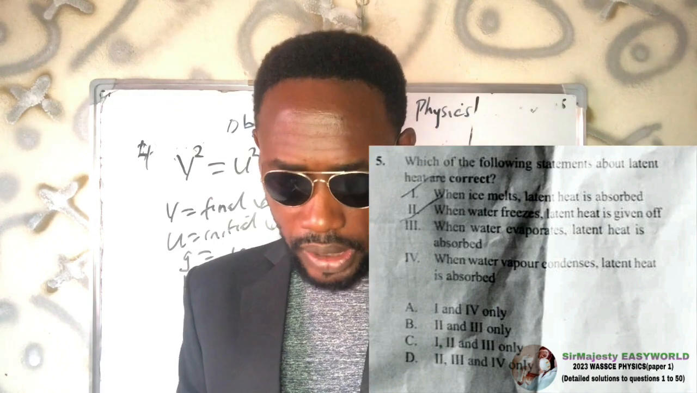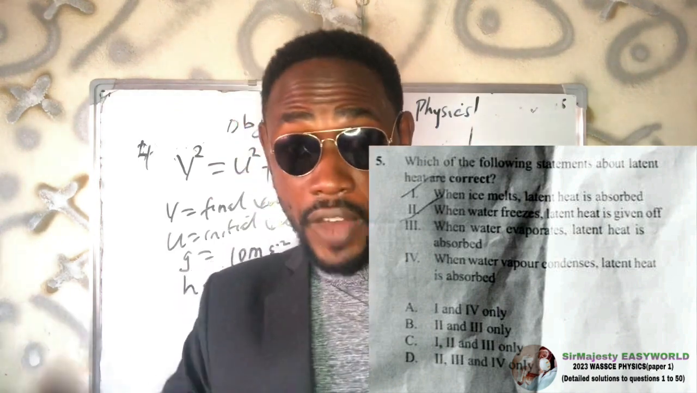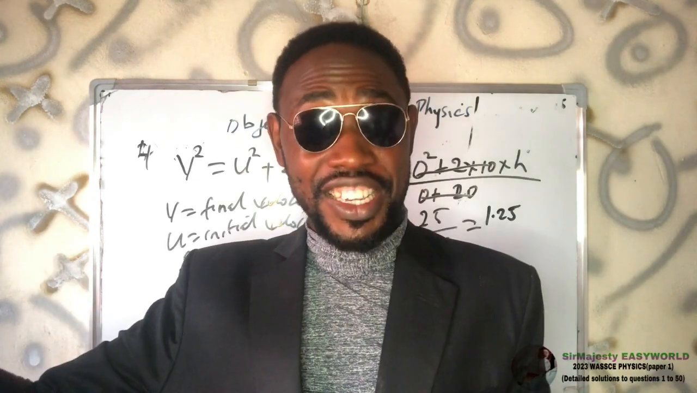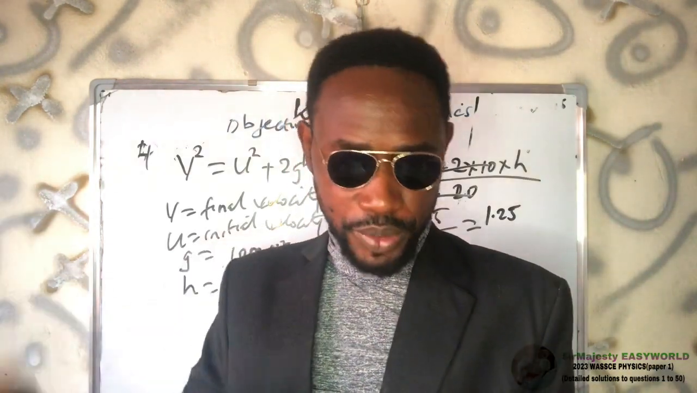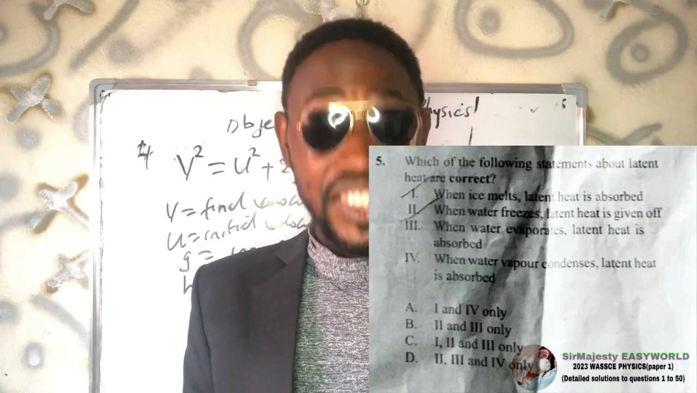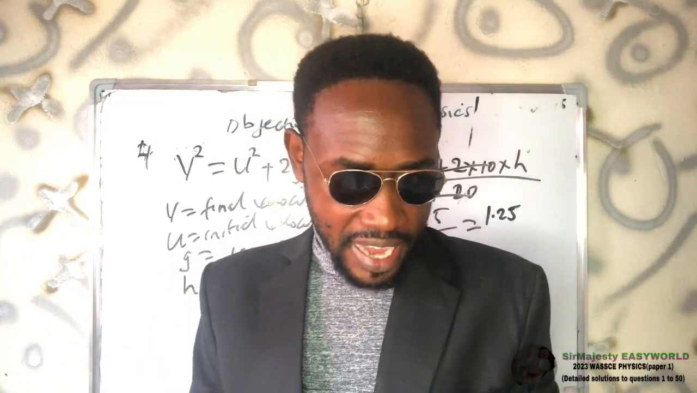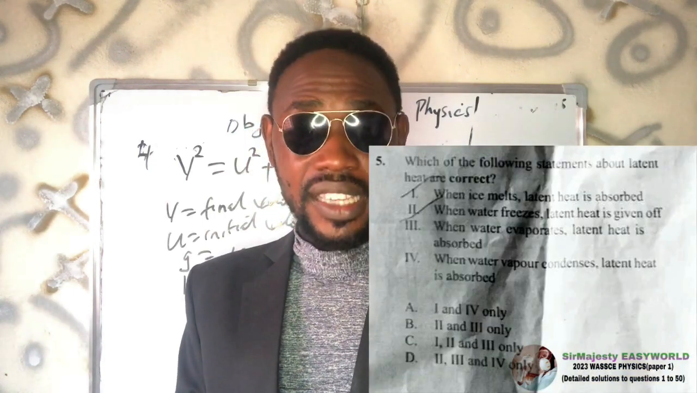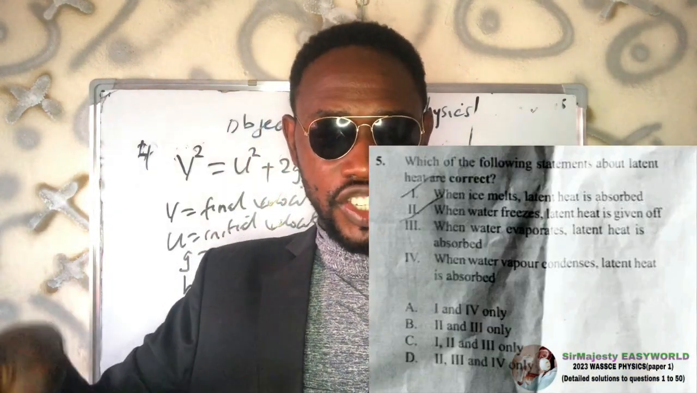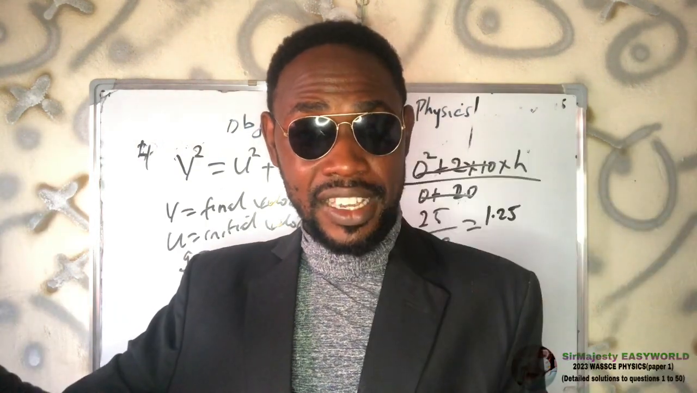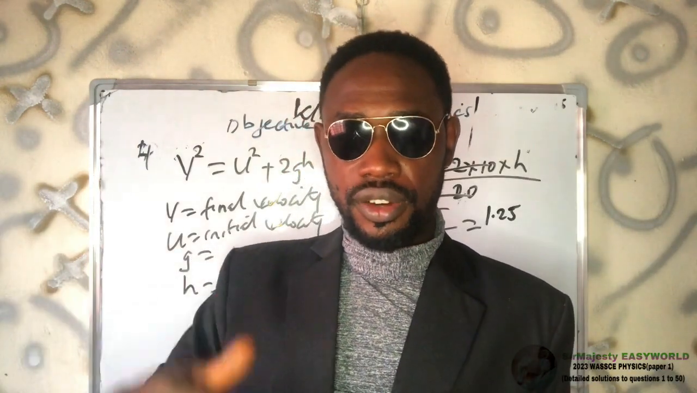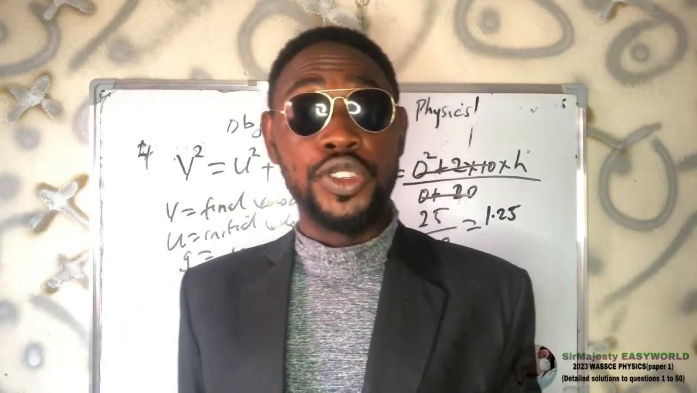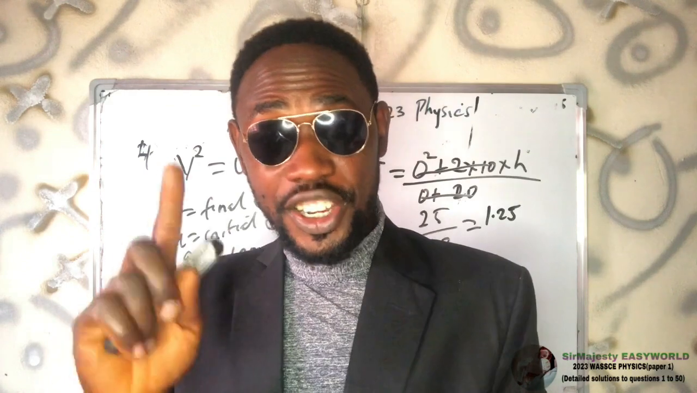III says when water evaporates, you are changing from liquid to gas. There is an increase in entropy, so latent heat has to be absorbed. And they said latent heat is absorbed. Very correct. Then IV says when water vapor condenses, latent heat is absorbed. Condensation is the change of gas to liquid, a decrease in entropy. So latent heat needs to be given off and not absorbed. So IV is the only incorrect statement here.